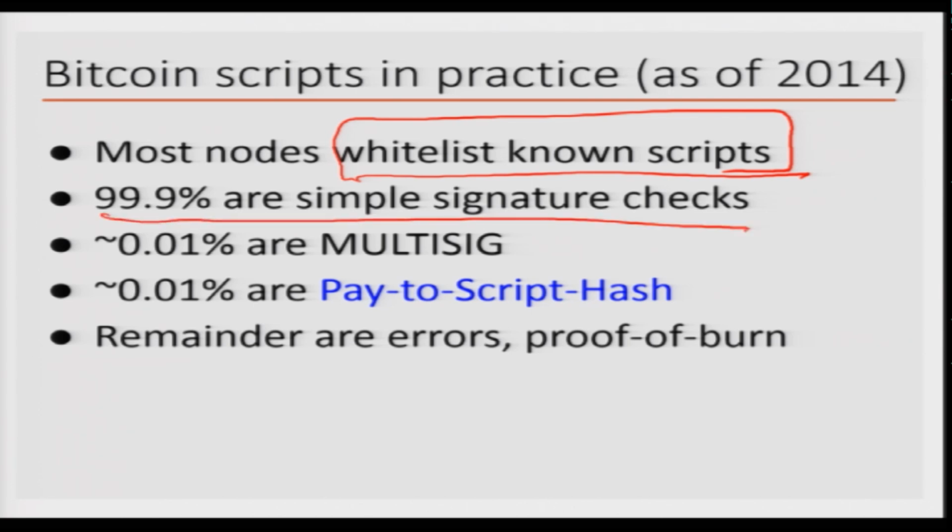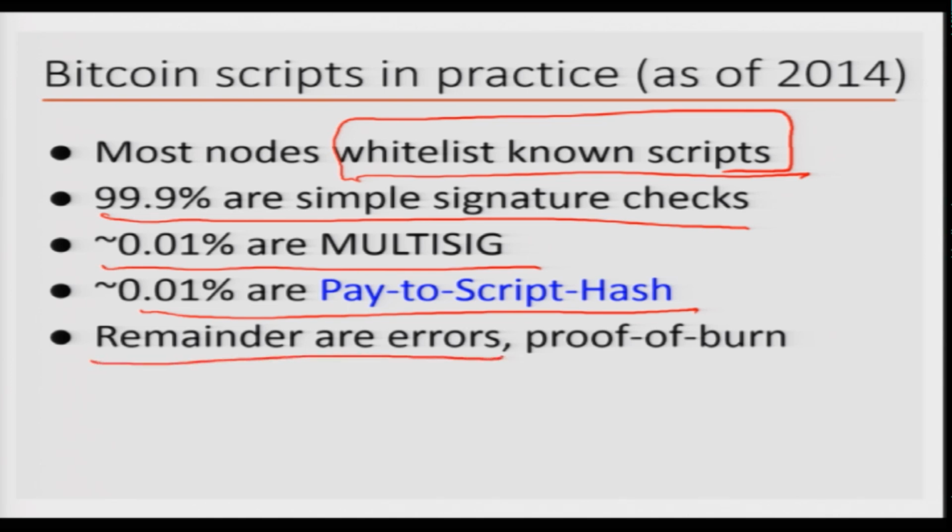99.9% of scripts are actually a simple signature check, the one that we saw and executed on the slides, and about 1 in 100 is a multi-sig script. There is another thing called pay to script hash that we will discuss shortly. That is another type of script that we see about 1 in 100. And then the remainders are errors and something called proof of burn. So, we will also see what that means.